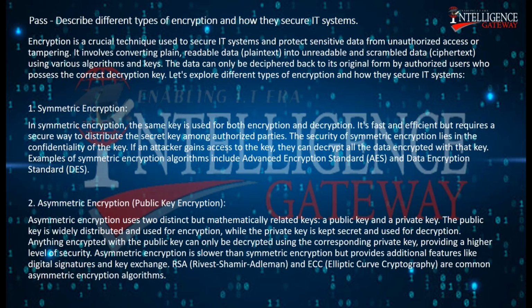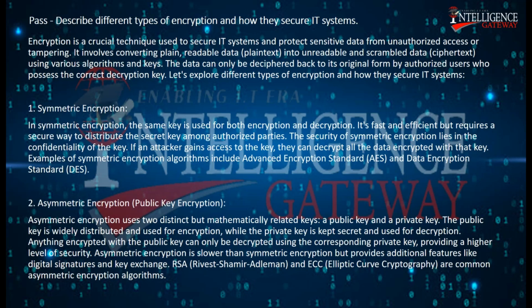1. Symmetric encryption. In symmetric encryption, the same key is used for both encryption and decryption. It's fast and efficient but requires a secure way to distribute the secret key among authorized parties. The security of symmetric encryption lies in the confidentiality of the key. If an attacker gains access to the key, they can decrypt all the data encrypted with that key. Examples of symmetric encryption algorithms include Advanced Encryption Standard (AES) and Data Encryption Standard (DES).